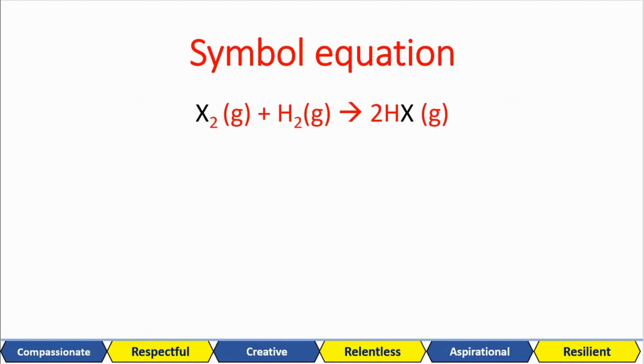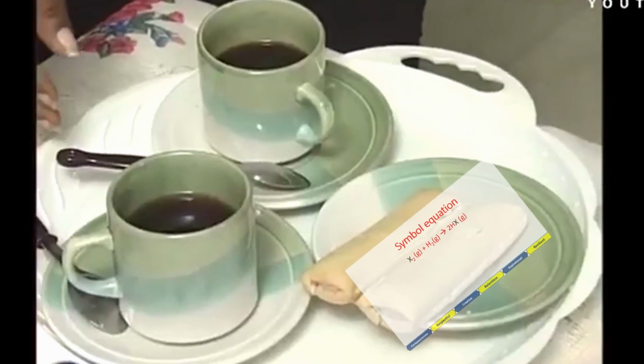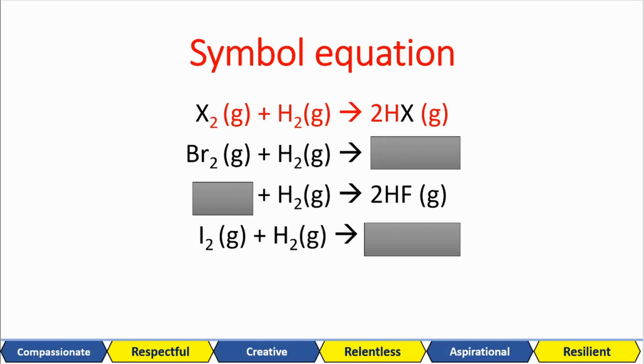Let's now look at the symbol equations for these reactions. Listen, just like with the Group 1 reactions, you just need to memorize the red bits. The black X is the halogen in each example. Spend some time completing the symbol equations using what we have here.